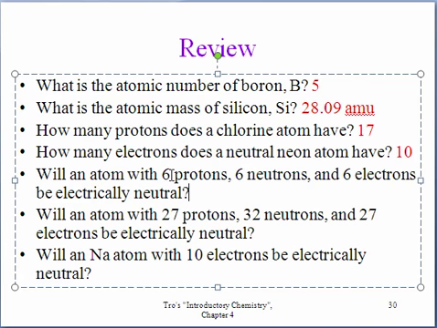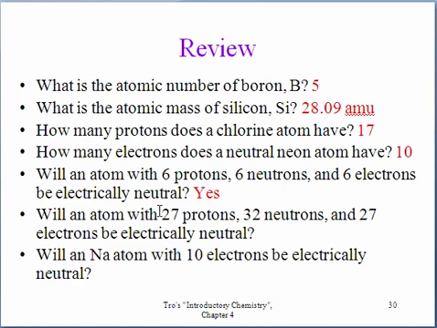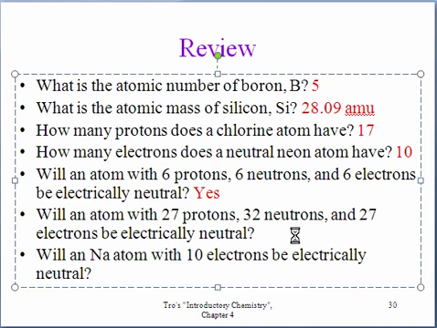Will an atom with 6 protons, 6 neutrons, and 6 electrons be electrically neutral? And the answer is yes. And by the way, this is the C12 atom. Will an atom with 27 protons, 32 neutrons, and 27 electrons be electrically neutral? And the answer is yes. What determines whether something is electrically neutral is the number of protons and the number of electrons. Neutrons don't have a charge, so if this is equal, there is no charge.